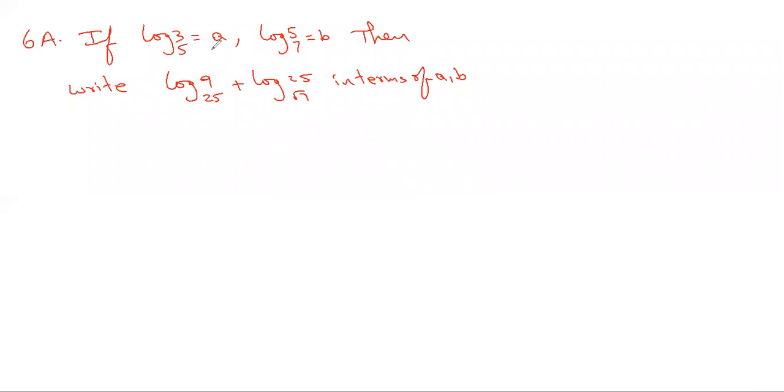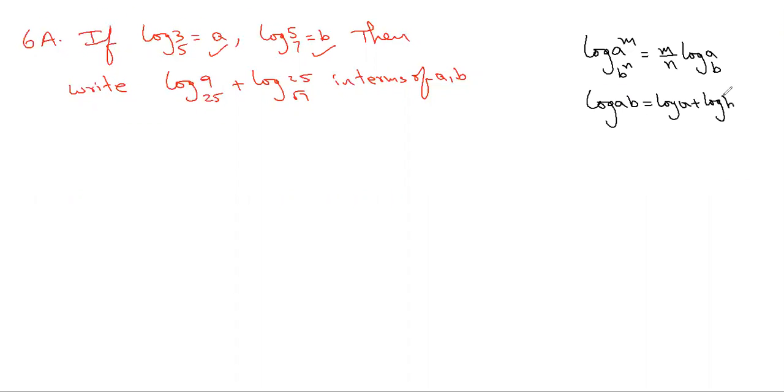So they are given log 3 base 5 as A and log 5 base 7 as B. So you need to write this in terms of A and B. The formulas that we're going to use here are log A power m to the base B power n equal to m by n log A base B. This is the formula that we're going to use. Of course, that log AB equal to log A plus log B in reverse order. I don't think we need this. Okay, we'll see.